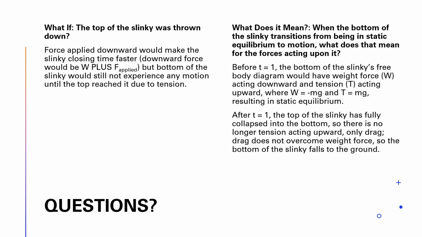And then, what does it mean when the bottom of the slinky transitions from being in static equilibrium to moving? What does that mean for the forces acting upon it? So we've harped on this a little bit, but before t equals 1, the bottom of the slinky's free body diagram would have weight and tension canceling out, resulting in static equilibrium, while after t equals 1, or a little bit before t equals 1, the top of the slinky has fully collapsed into the bottom. So there's no longer tension, only drag, and drag doesn't overcome weight force, so the bottom of the slinky falls to the ground. And that was reflected in this model here.